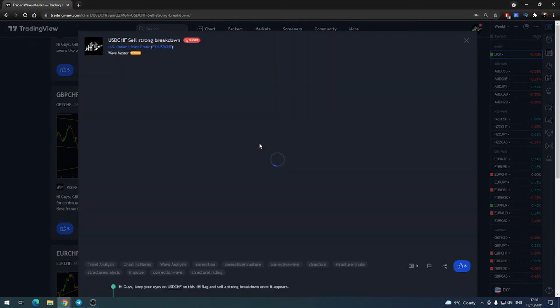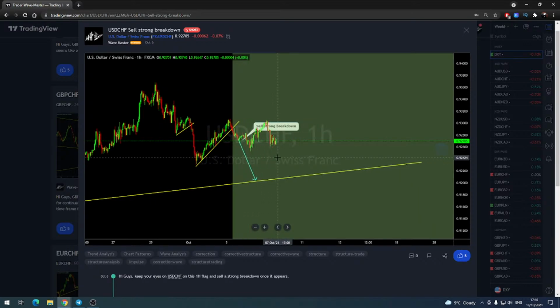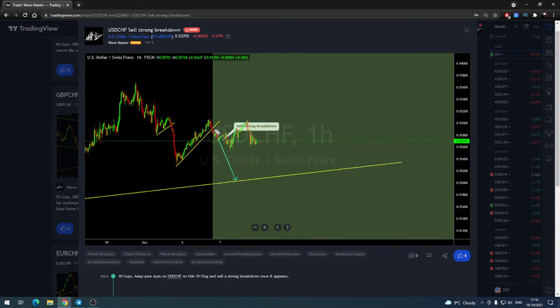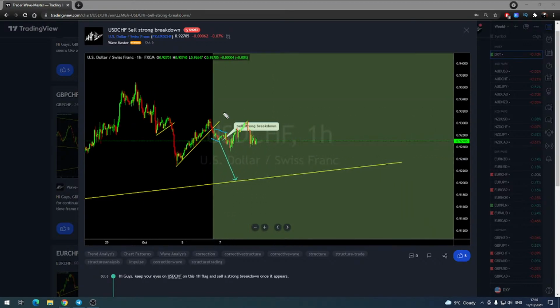USD Chief, there wasn't any strong break to the downside. No strong break to the downside. There was a small setup. This was the running flat on the lower time frame. The 15-minute running flat setup was there. If you sold it, you're supposed to close it at break even. Wherever you triggered it, that's supposed to be a break even trade, because there was no momentum, not even a strong break to the downside.